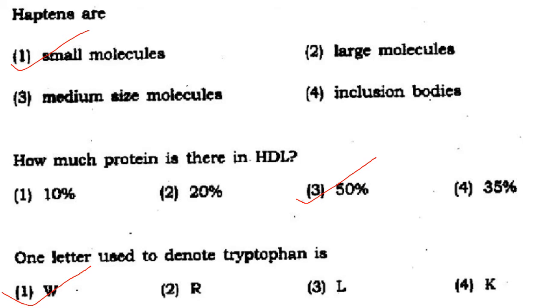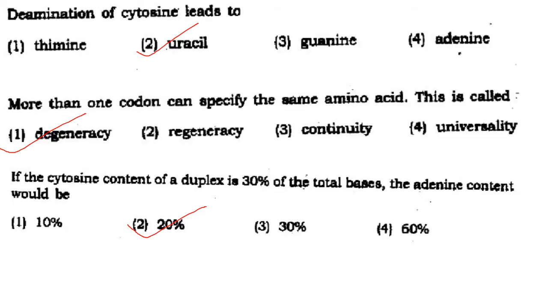One letter used to denote tryptophan is option 1 W, 2 R, 3 L, 4 K. Answer 1, W. Next one.